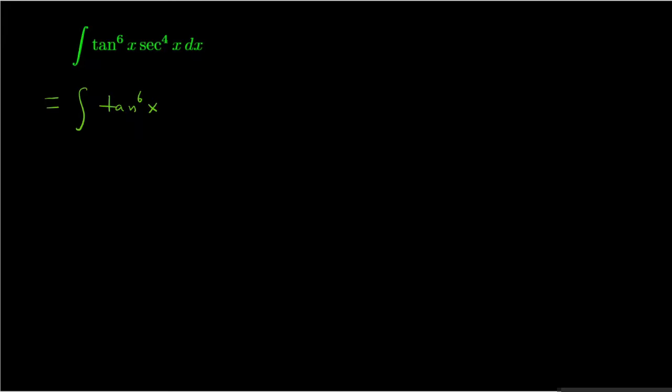How do we handle the underlined factor? Anybody want to guess how we handle the underlined factor? We write the underlined factor as secant of x squared times secant of x squared.